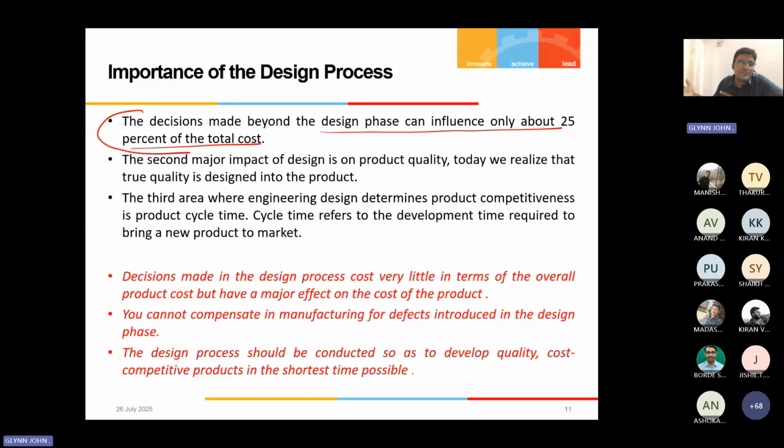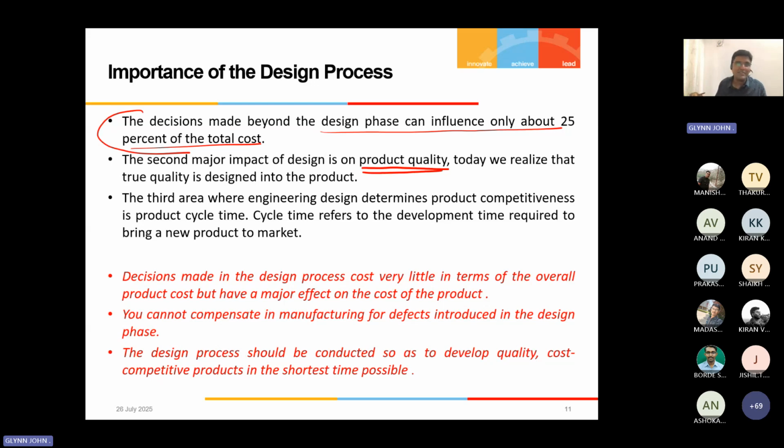So cost, in terms of product quality, everything totally depends on the design, right? Of course, a lot of things are dependent on manufacturing also. If you don't manufacture it correctly, then it's not going to work properly. Nobody's denying that. But if your design is fundamentally wrong, even if your manufacturing process is the best in the world, still the product will not survive, right? So that's what we are trying to make here.